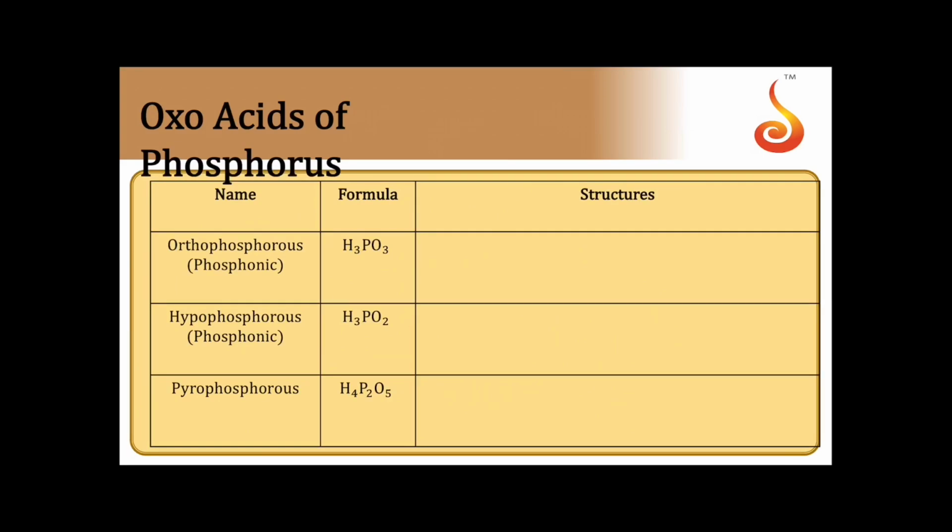Then the structures of oxoacids of phosphorus. Here in all the structures, phosphorus is tetrahedrally bonded, and each phosphorus contains one P=O and at least one P-OH group. Depending upon the formula, it can also have a P-H bond. So phosphorus is tetrahedral in all the structures here, with one P=O and at least one P-OH group.